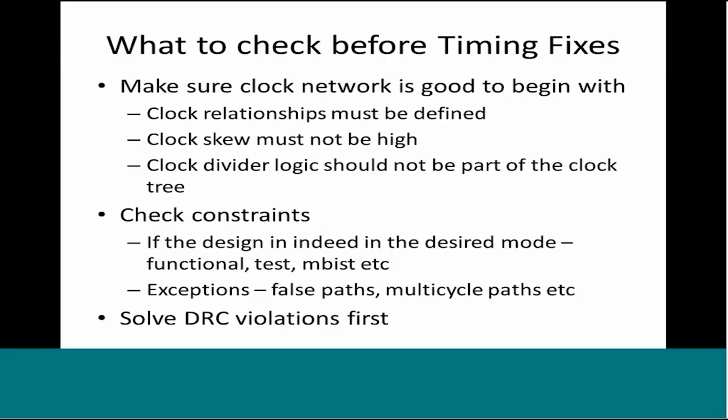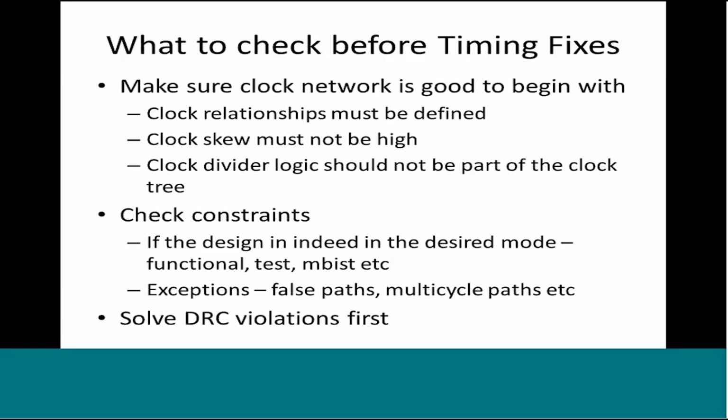For example, if the clock divider logic is part of the clock tree and is balanced, it will have a large latency and it will result in a lot of violations. So we have to make sure that the clock network is good to begin with. And how do we do that? We recheck our constraints. We use the report clock timing command. We do a good pre-layout STA and so on.